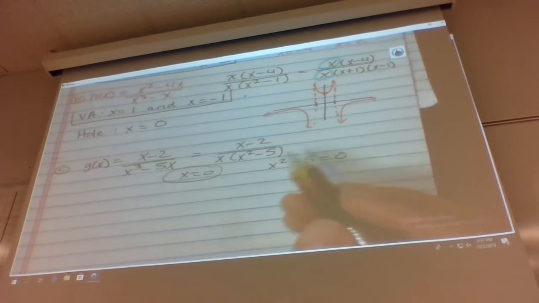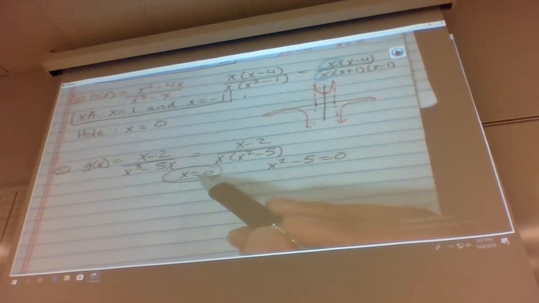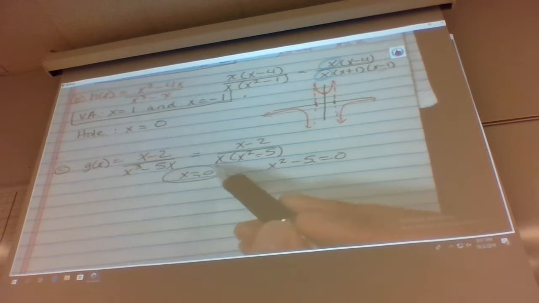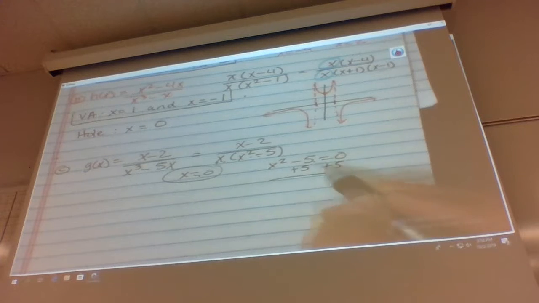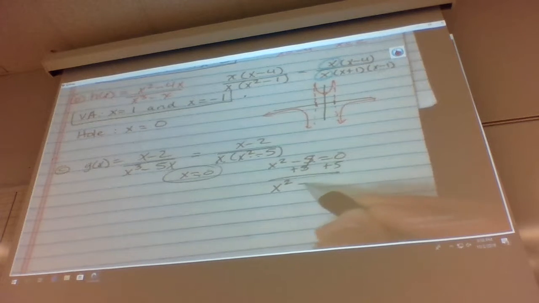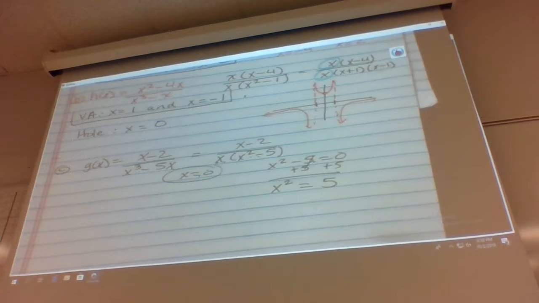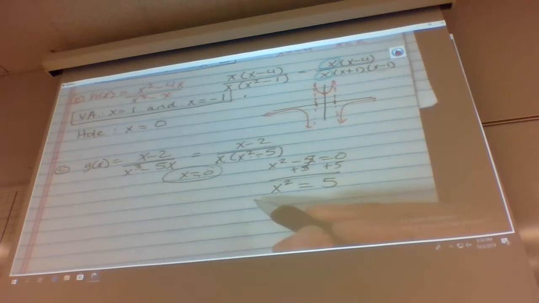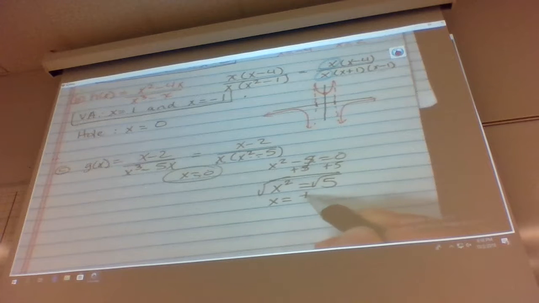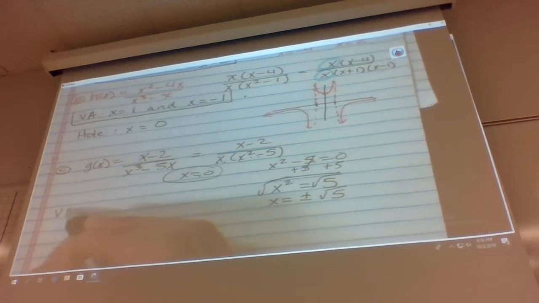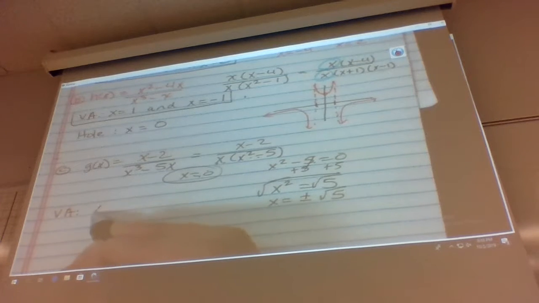Next thing, we have to square root. So I get x equals a plus or minus square root of 5. So my vertical asymptotes: x is equal to 0, x equals the square root of 5, and x equals a negative square root of 5. Those are your vertical asymptotes there. 1, 2, and 3.